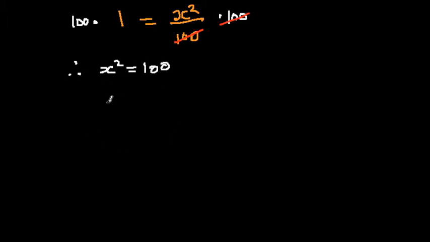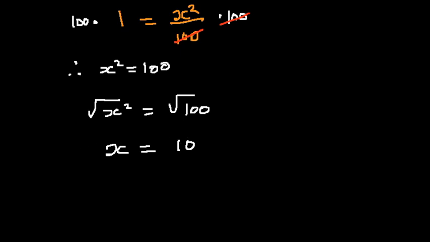Now that we know that x squared is equal to 100, all we have to do is find the square root of x squared and the square root of 100, and we know that they will be equal to each other. And so by doing that, we figure out that x is equal to 10.